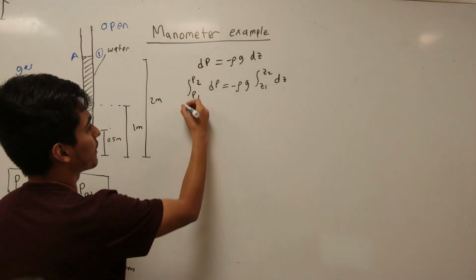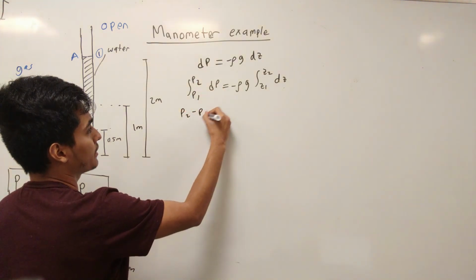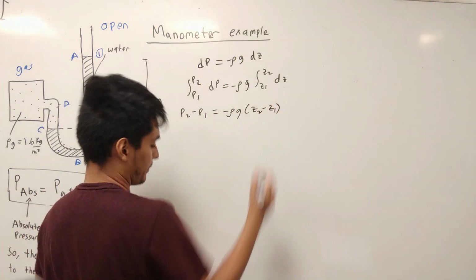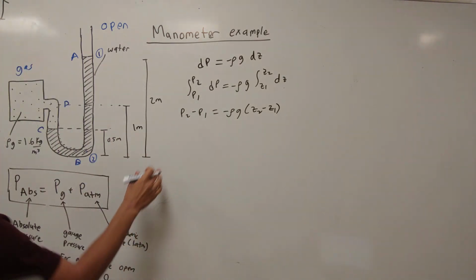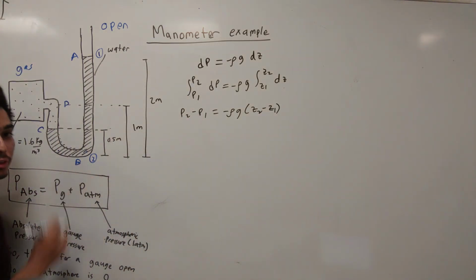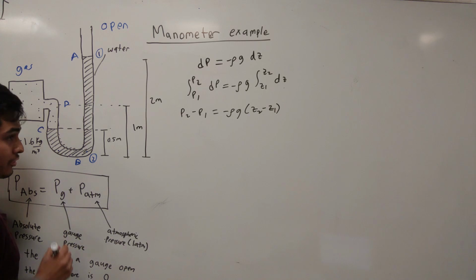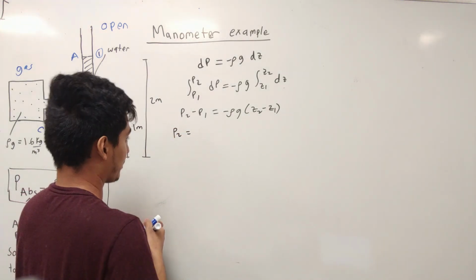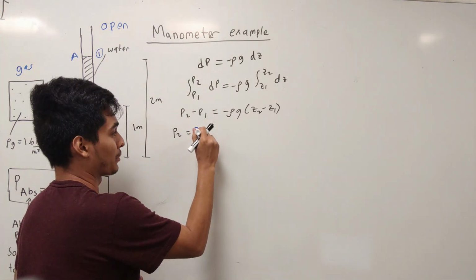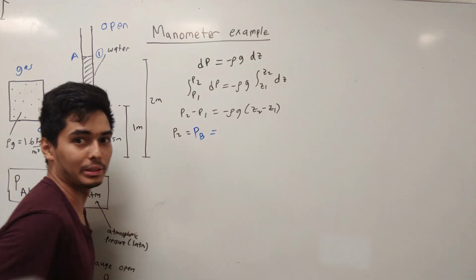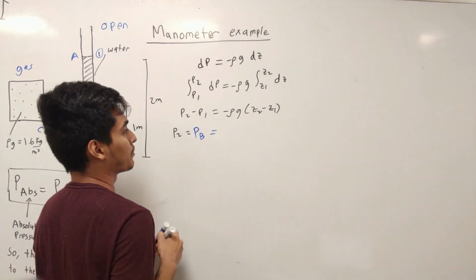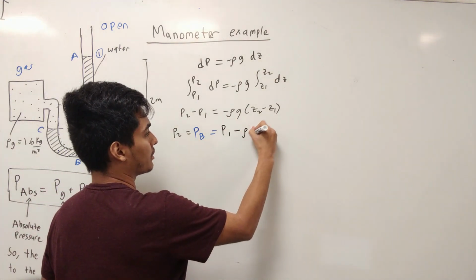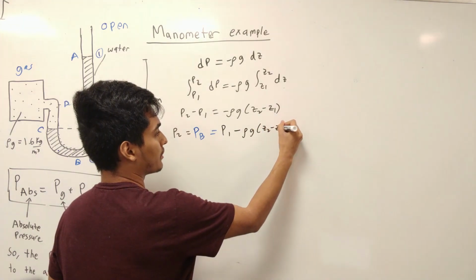So now, whoops, this is a P2. So now we have P2 minus P1 is equal to negative rho G Z2 minus Z1. And look, we already have P1, so we're trying to solve for the pressure here, which is really pressure B. So P2 is going to be pressure B, it's going to be pressure B plus P1 minus rho G Z2 minus Z1.